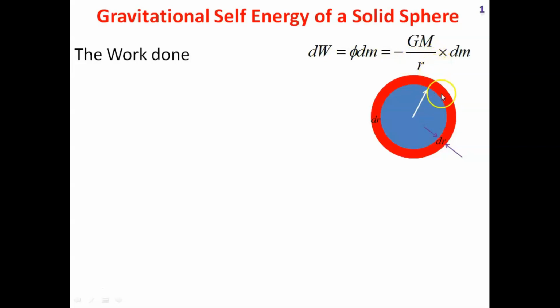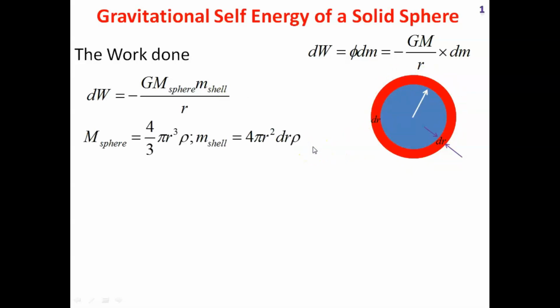Here we are going to consider a sphere and a spherical shell of thickness dr, which we are considering in red color out of the complete sphere, and the inner portion with blue color we are considering mass M. Now dW is equal to minus G M sphere into m shell upon r, where capital M represents mass of the sphere, which is blue in color, and small m shell represents mass of the object, which is in red color, which is in fact a spherical shell.